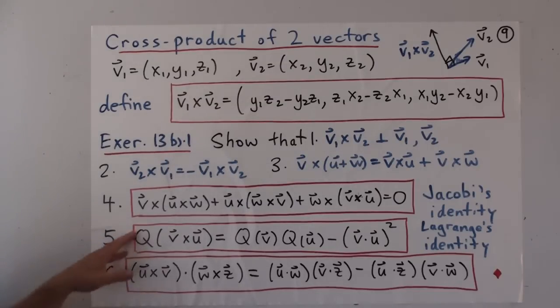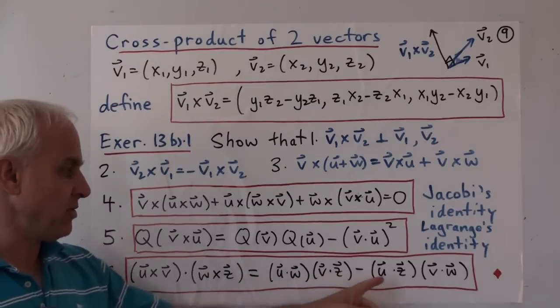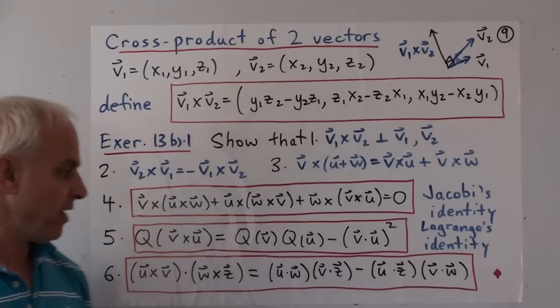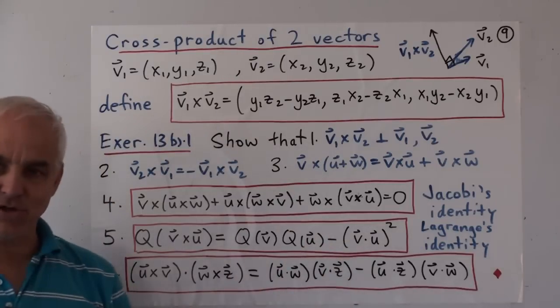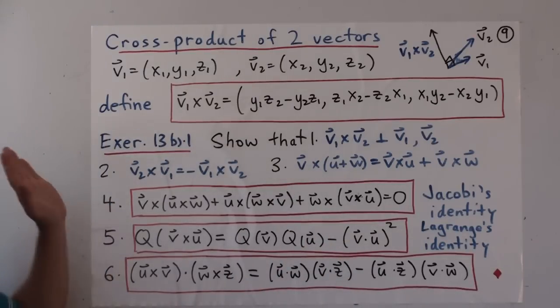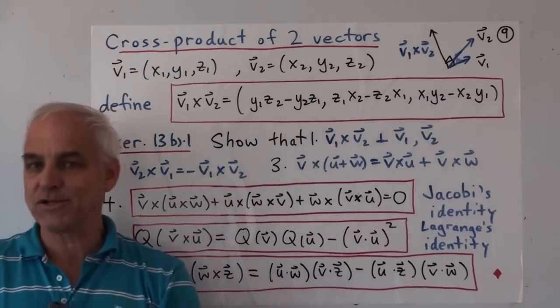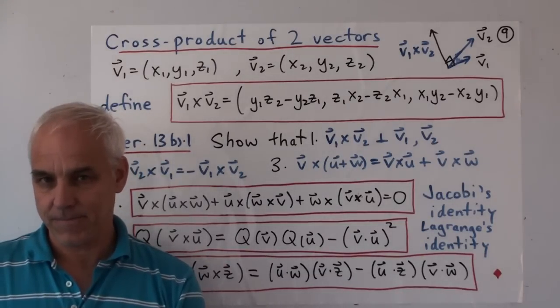And then there's a generalization of this, which is that U cross V dot W cross Z, when we have 4 vectors, can be written as U dot W times V dot Z minus U dot Z times V dot W. You might like to think why this is a generalization of that. Alright, so these are exercises for you to do to practice your algebraic skills.